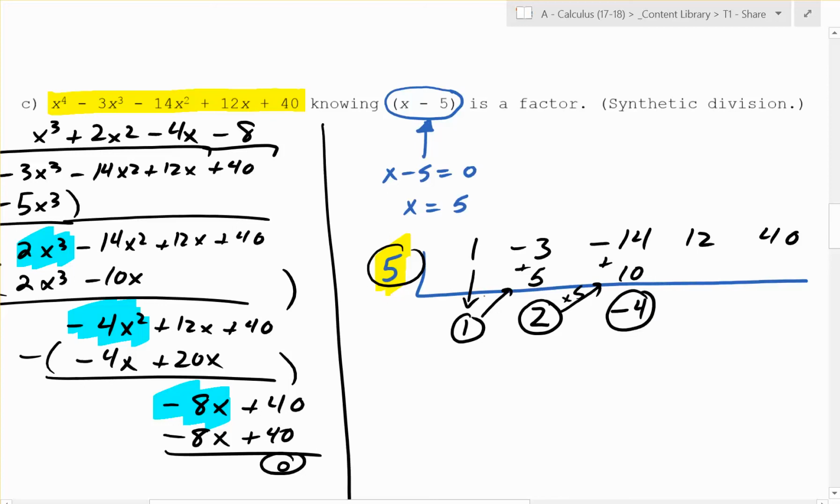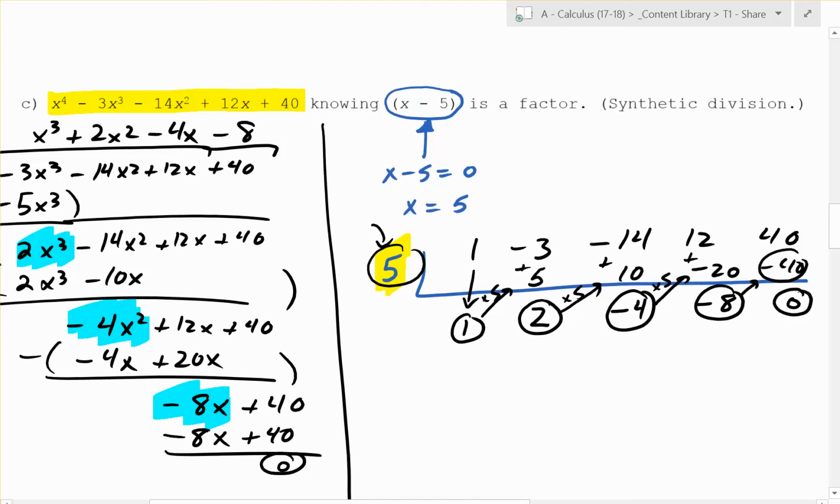Multiply by 5 again. These are all multiplied by 5. Multiply by 5, you get negative 20. And then you add them and you get negative 8. Multiply by 5. Again, it's the same number. And you get negative 40. Add it together and you get 0.